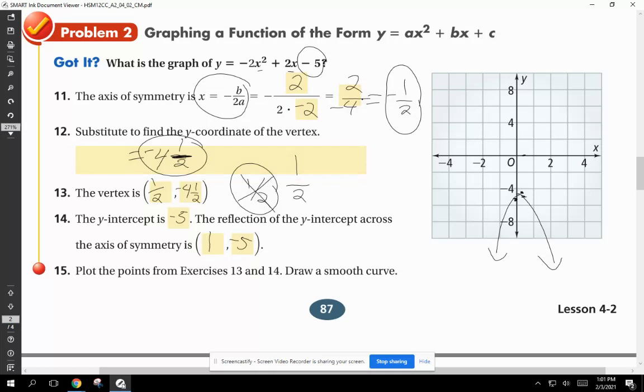Plot the points from exercises 13 to 14. Draw a smooth curve, right? Smooth curve. All right, we're not going to do problems 3 and 4. Skip page 88. Lots of words. Let's go to the next page.